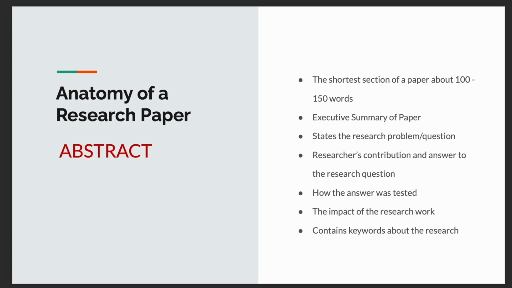You should also mention all the keywords in the abstract, because most of the time when people are looking for research papers or answers to problems in research papers, they usually just go through the abstract and look for keywords that might relate to the problem that they're looking to solve. So it's super important to have all the important keywords in the abstract.